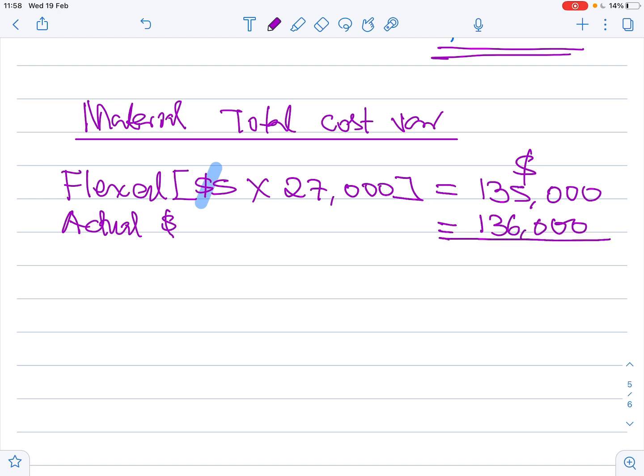But just before the difference, can we interpret things? So the management expected you to spend $135,000, but you ended up spending 136,000. Okay, so you have overspent by 1,000, and that is going to be adverse. So this is material total cost variance. So you have it to be $1,000 adverse.